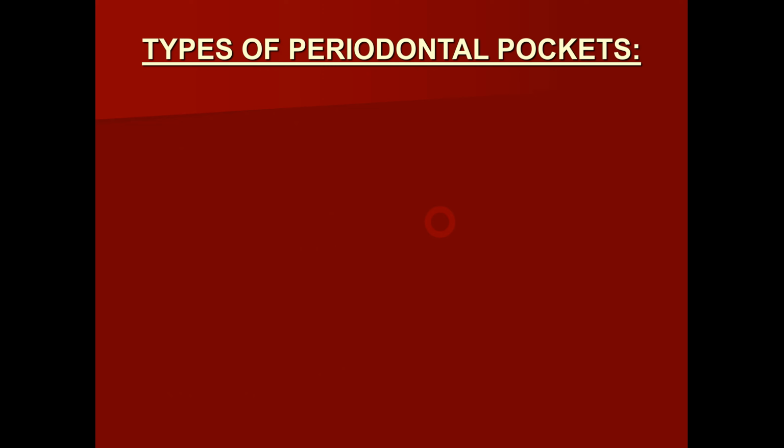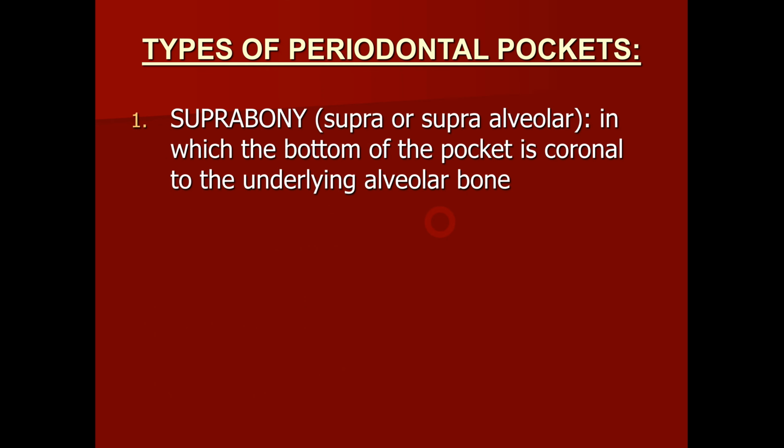Now let's further talk about what are the different types of periodontal pocket. Basically, we have two types of periodontal pockets. Let's talk about the first type. First is supra-bony pocket. Supra-bony pocket, also called supra-alveolar pocket, is when the base of the pocket is coronal to the alveolar bone.